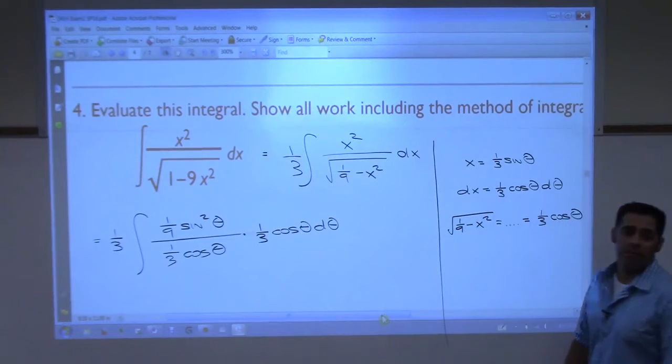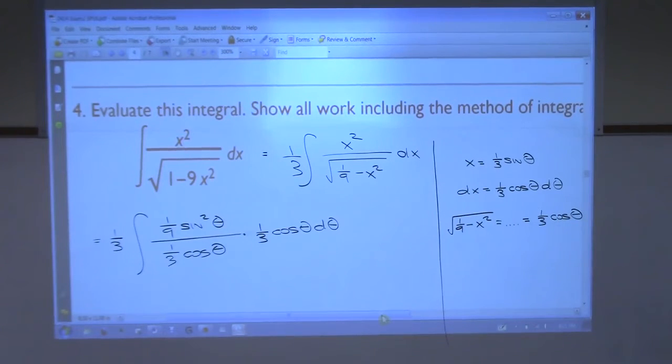Sir, I thought that the square root of 1 minus 9x squared was equal to 3 times the radical of 1 minus x squared? So wouldn't you have just cosine theta on the bottom? Not quite sure I'm following you. Okay, never mind. Are you sure?